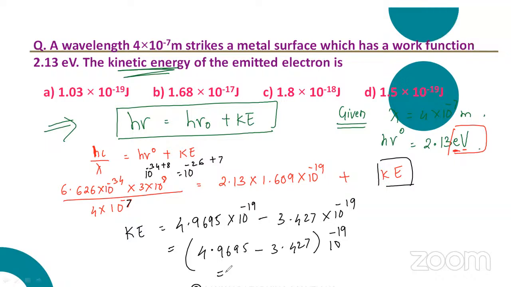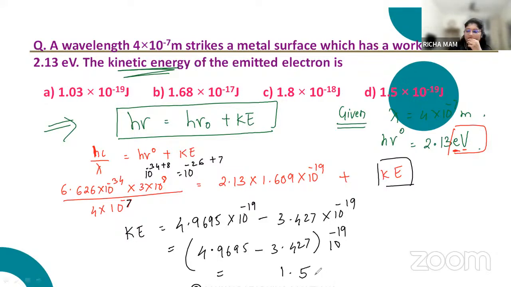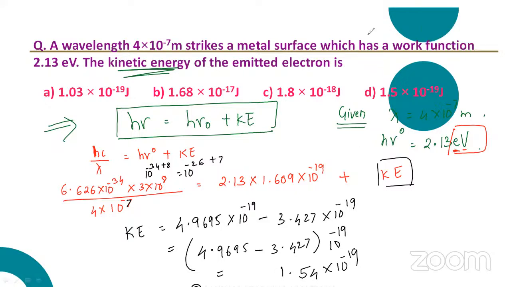4.9695 minus 3.427. I am getting 1.54 into 10 raised to minus 19. Everybody got the same? Option number D? Yes, ma'am. Okay, fine. So option number D is the answer.